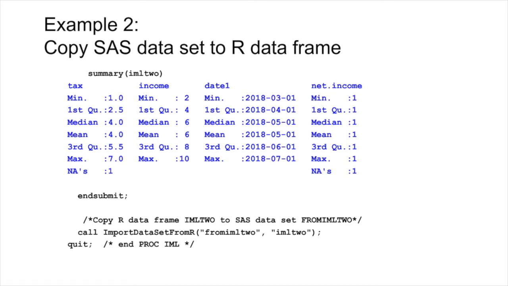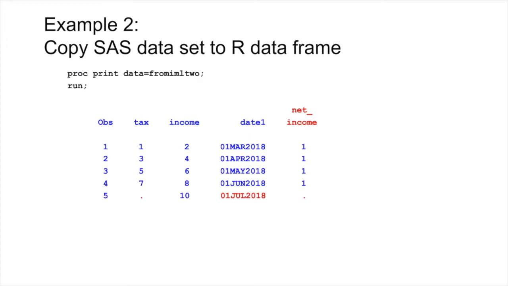Let's end the submit block. Then we're going to do call import data set from R to copy the data frame IML2 back to a SAS data set called from_IML2. Then we're going to end that. Now we can do a PROC PRINT. Sorry, the columns on this view are slightly less than perfectly lined up, but that's okay.